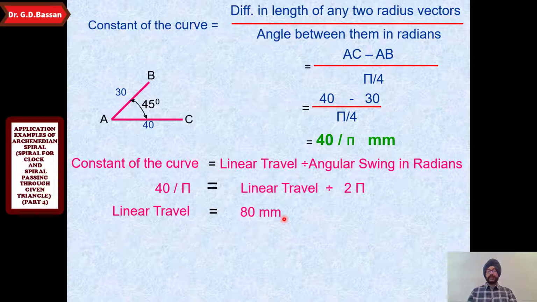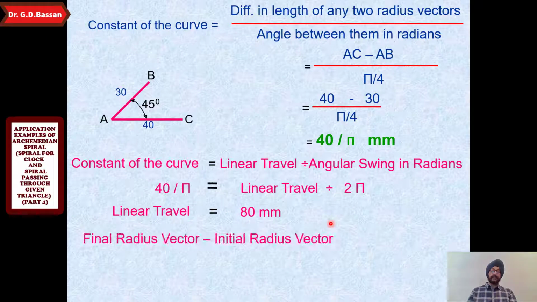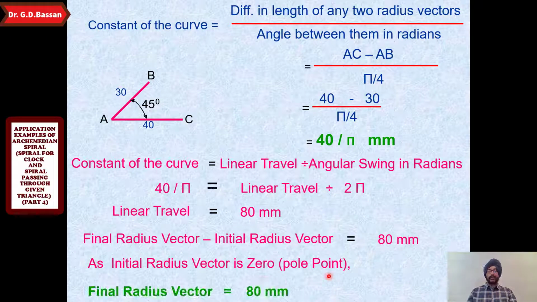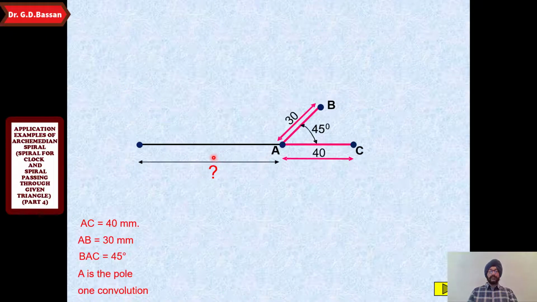And you must know what linear travel is. Linear travel is nothing but the final radius vector minus the initial radius vector, and that is equal to 80 mm. As you know, because we start from the pole, the initial radius vector is 0. So our final radius vector, that is the last radius vector, is to be considered as 80 mm. So we take 80 mm as the final radius vector and continue our drawing of the Archimedes spiral. So what should be the value of the question mark? That is equal to 80 mm.